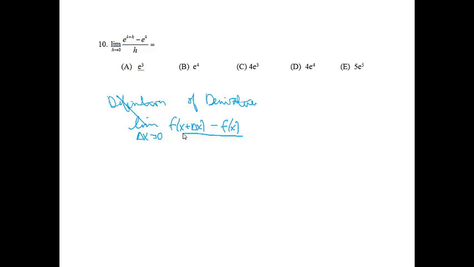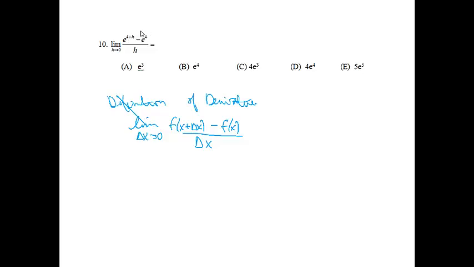Okay, last one. The limit as h approaches 0 of e to the 4 plus h minus e to the 4 over h. Now I'm guessing the first time that you see this problem, you're going to have absolutely no idea how to work it, but the next time you see one like this, hopefully you'll be able to. I'm going to bring up something that we haven't seen in a really long time, and that is the definition of derivative. The limit as delta x approaches 0 of f of x plus delta x minus f of x all over delta x.